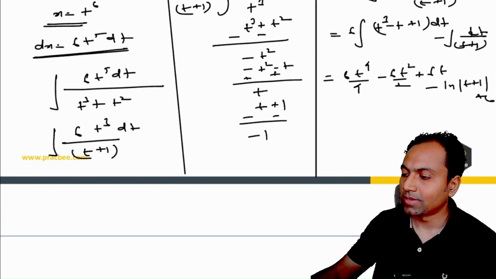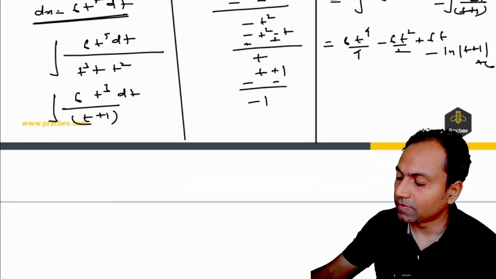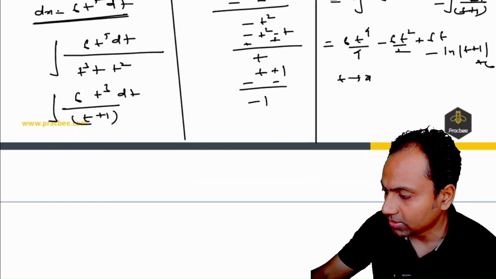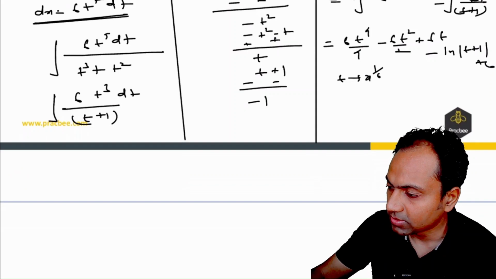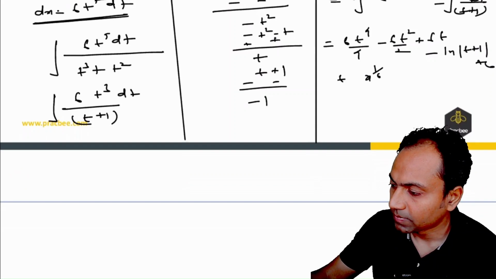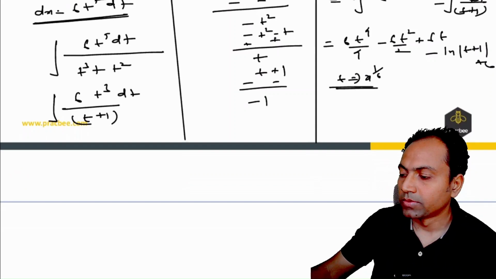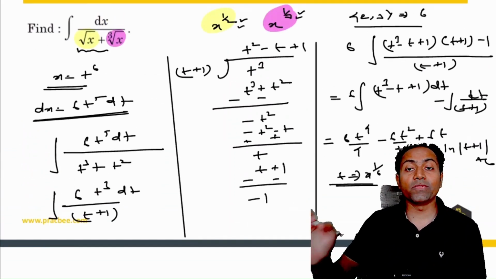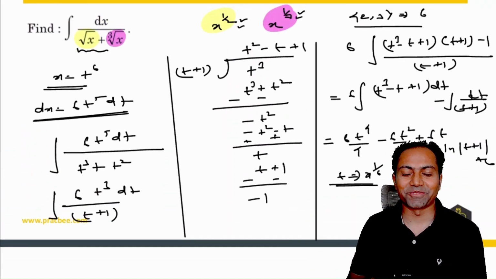Once you do that, all you need to do is resubstitute the value of t. If I put t is equal to x raised to the power 1 by 6 again, I should get my answer. So you can see that such questions involve removing the root sign. If you are able to remove that root sign, you will get your answer.